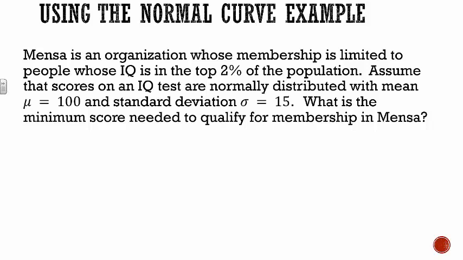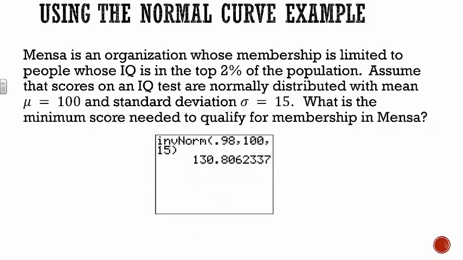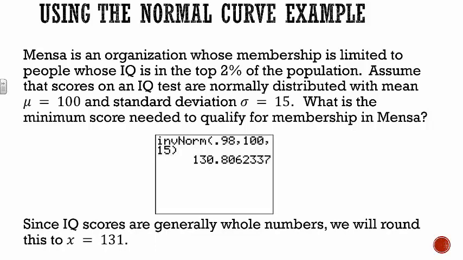So since I'm looking for the actual score, I'm not looking for the area this time. They gave me the area. I'm looking for the score. I need to use inverse norm. So in my calculator, I'll type in inverse norm. I want the area to the left, which is 0.98, with a mean of 100 and a standard deviation of 15. And I get 130.806. And I would interpret that as the minimum score needed to qualify for membership in Mensa is about 131.